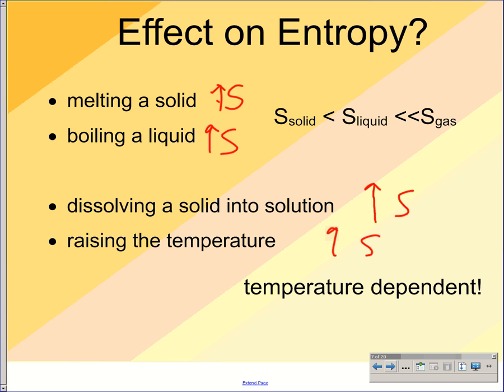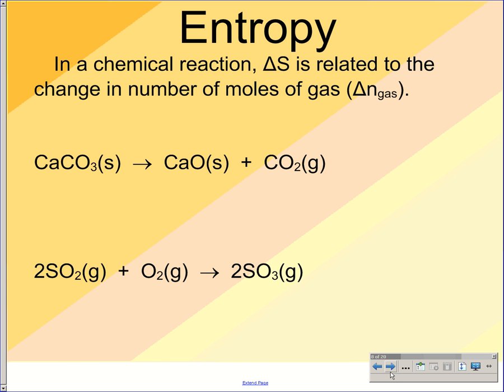So everything here is going to be temperature dependent. Was it always increasing? No. For the universe, yes, but for the system, so this is all for the system, it depends. So I could go from liquid to solid, and the entropy would be decreasing because the liquid has more disorder than the solid does.